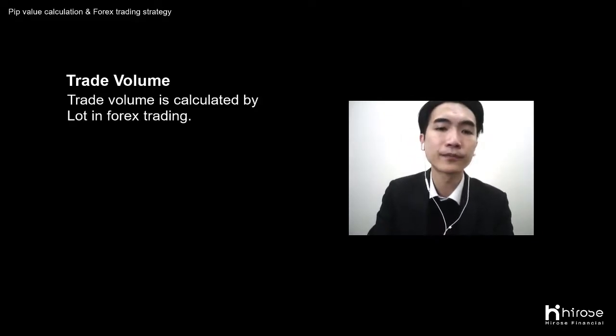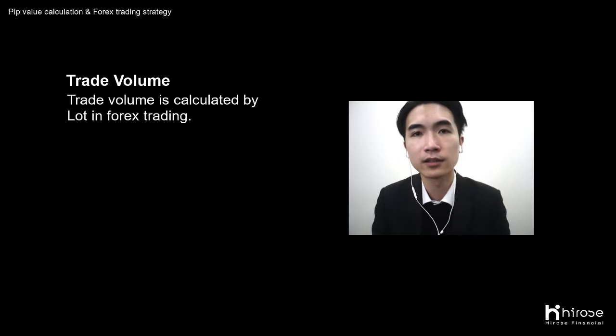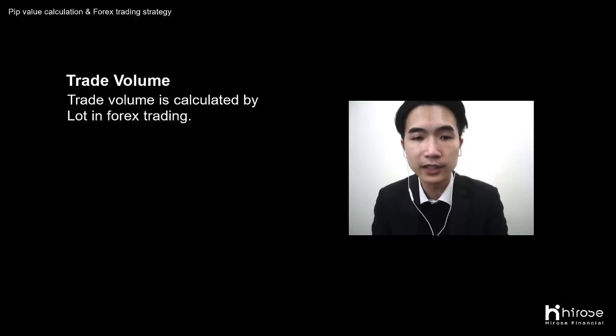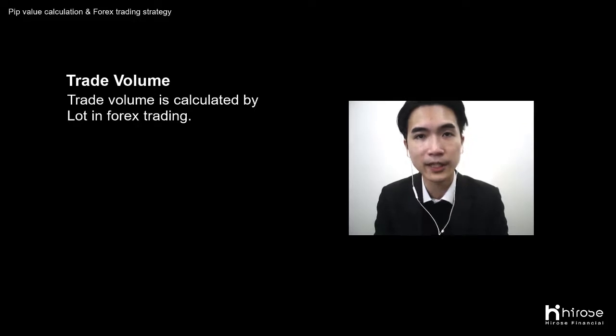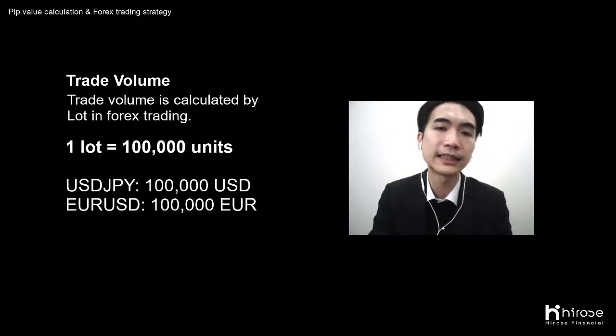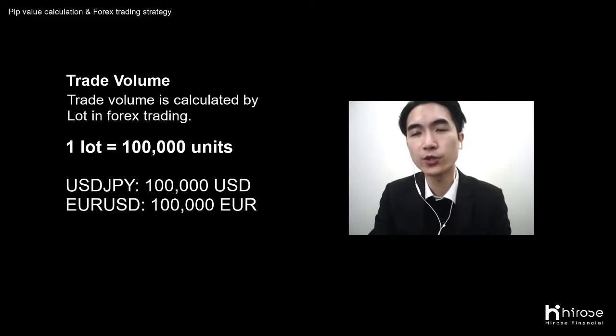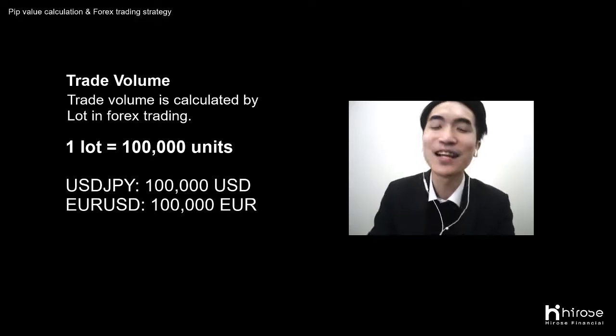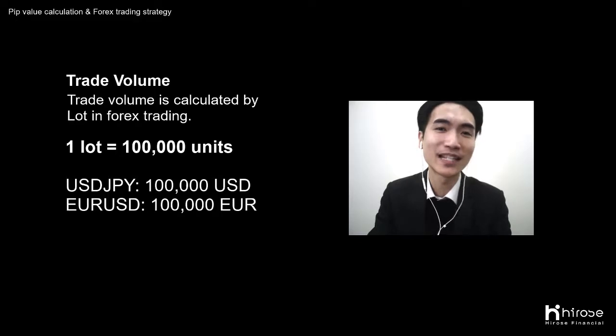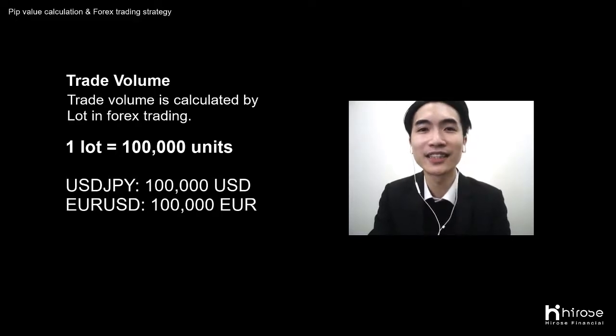So the unit that we use in Forex trading to count trade volume is lot. Lot is the unit that we use to calculate trade volume in the Forex market. One standard lot has 100,000 units. So when we trade with US dollar and Japanese yen, one lot is $100,000, and when we trade with euro and US dollar, one lot is going to be 100,000 euro.